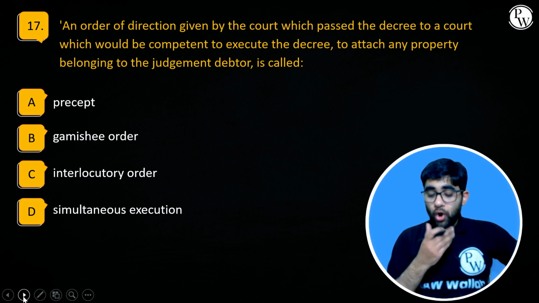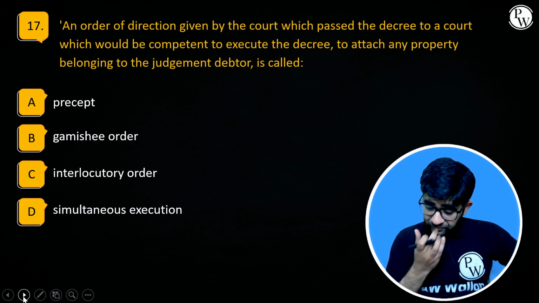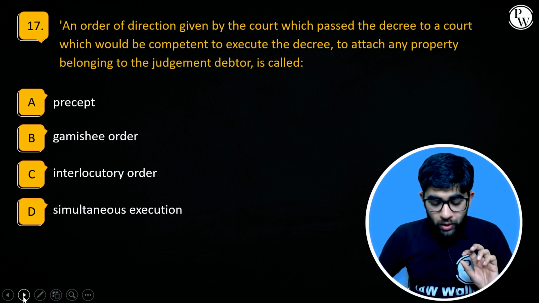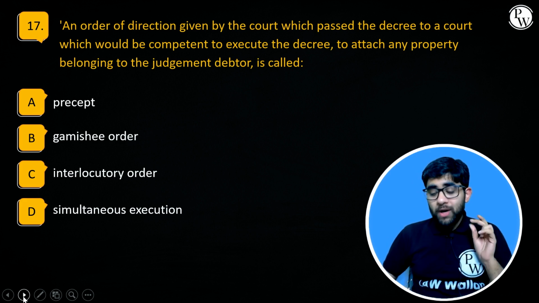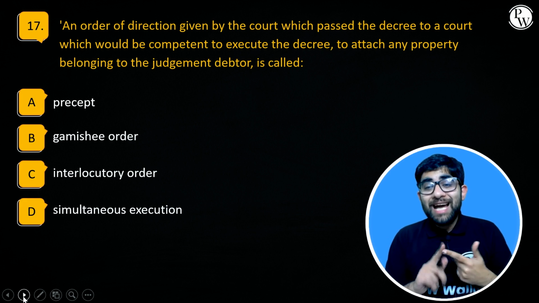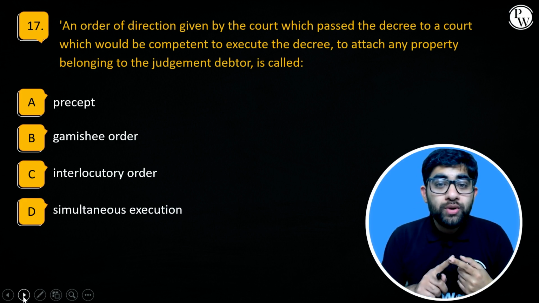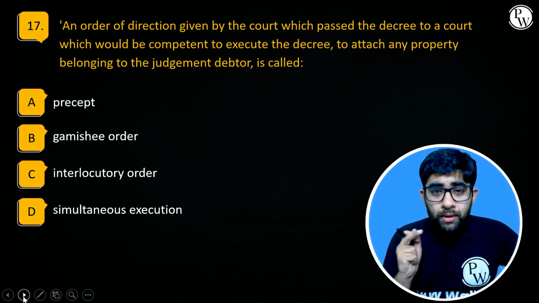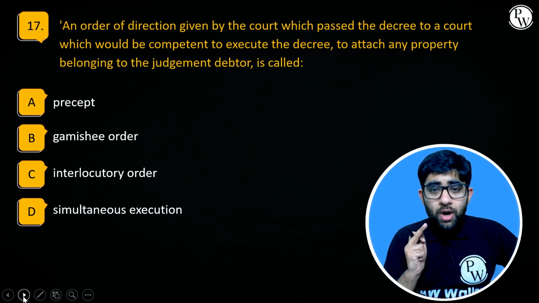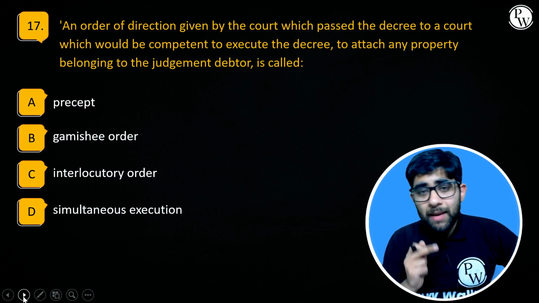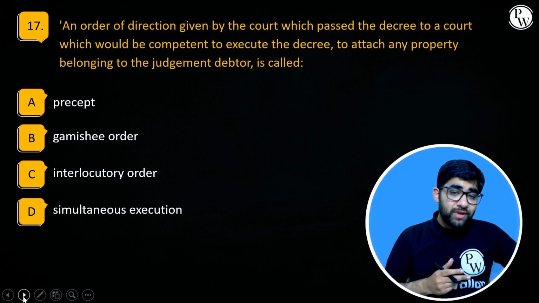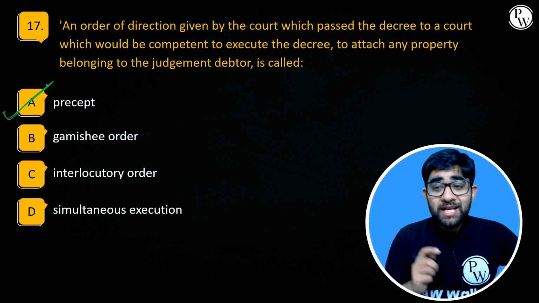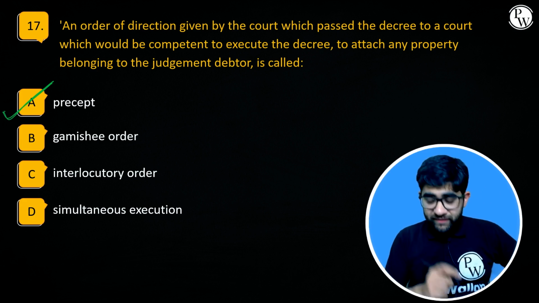Next, an order of direction given by the court which passed the decree to a court which would be competent to execute the decree to attach any property belonging to the judgment debtor is called: precept, garnishee order, interlocutory order, or simultaneous execution. The answer to this is definitely precept. I have already explained the meaning of precept in my previous slides.